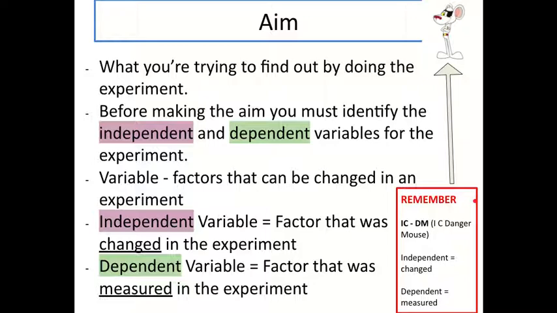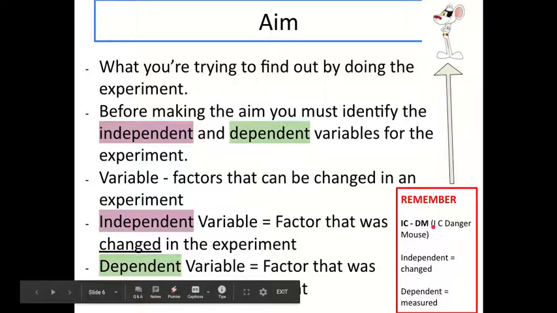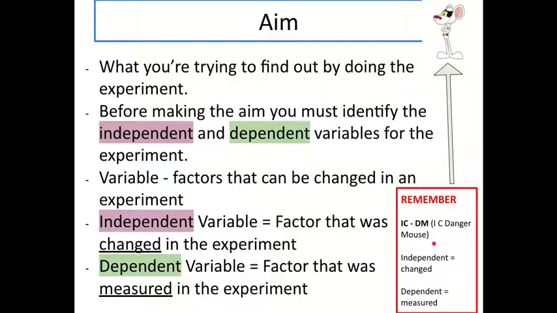So one way I suggest to remember is to always use this mnemonic, I see danger mouse. You'll notice I have the old cartoon character up on the top right of my screen. And whenever you think of independent or dependent variables, try and train yourself to imagine this character. Then you can think, I see danger mouse. So I see DM. IC stands for independent variable is change, and DM stands for dependent variable is measured. So this is a nice simple way to remember which one is which.